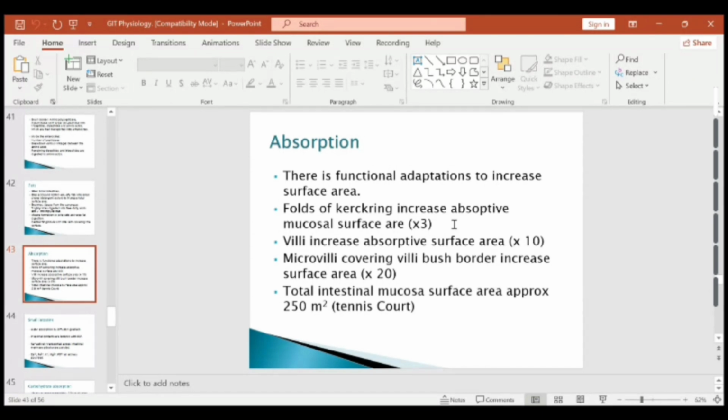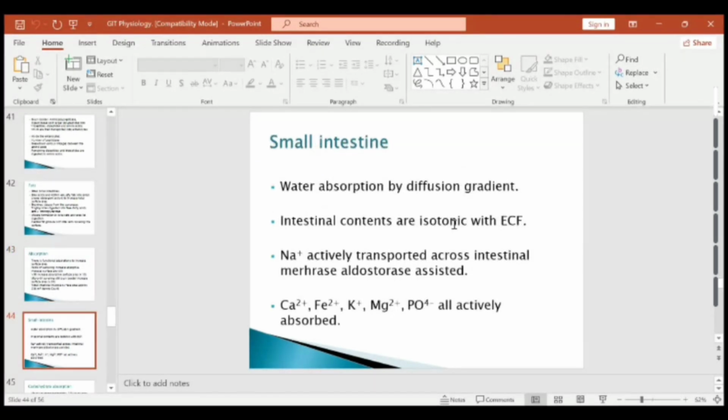And I think I talked about this initially, that we have folding within the small intestine. That folding increases the surface area by almost a factor of 10. And within it, we have the microvilli within the brush border. And this gives us a very big surface area of about 250 square meters.